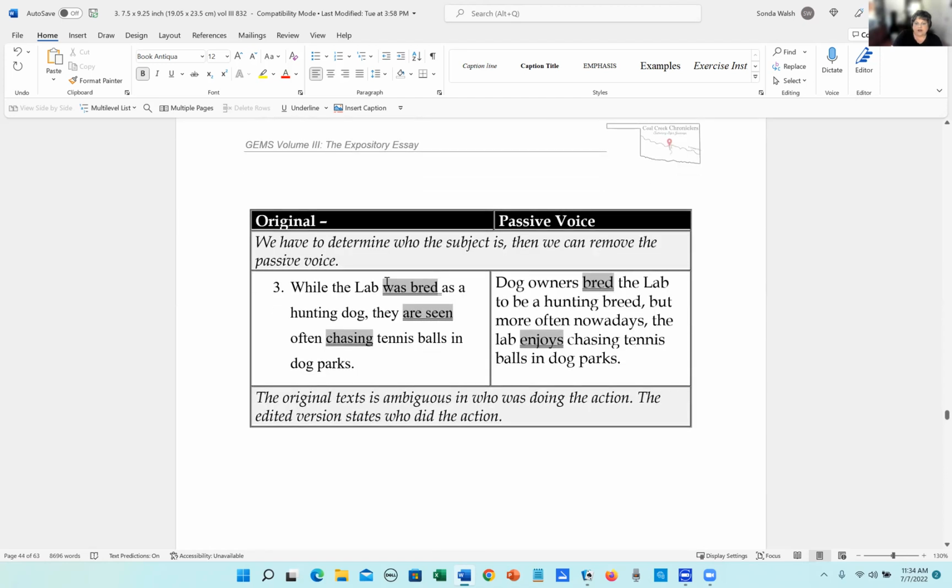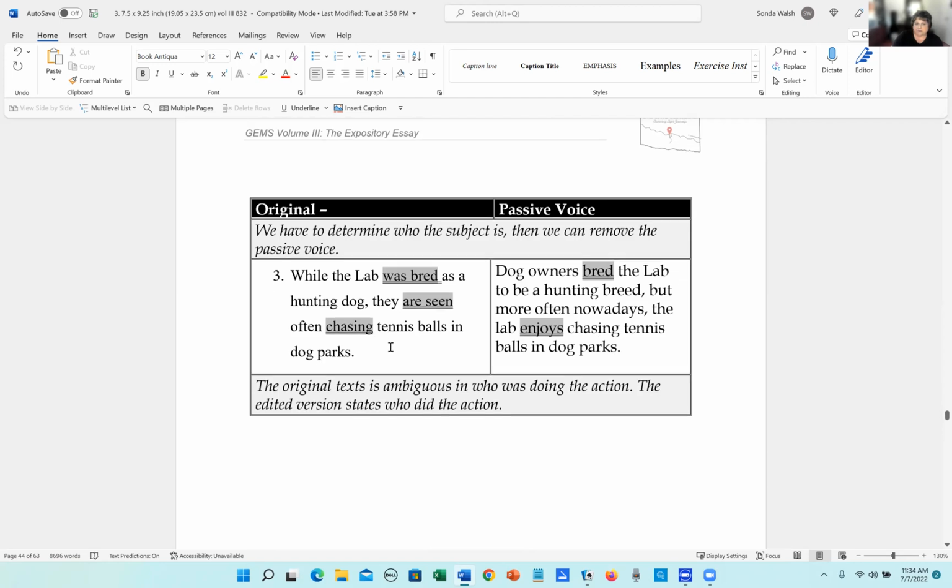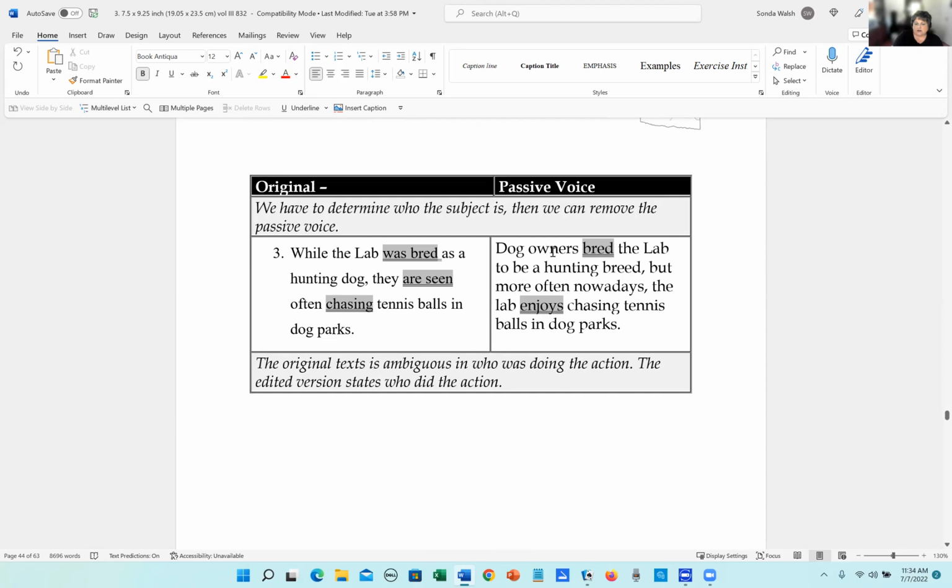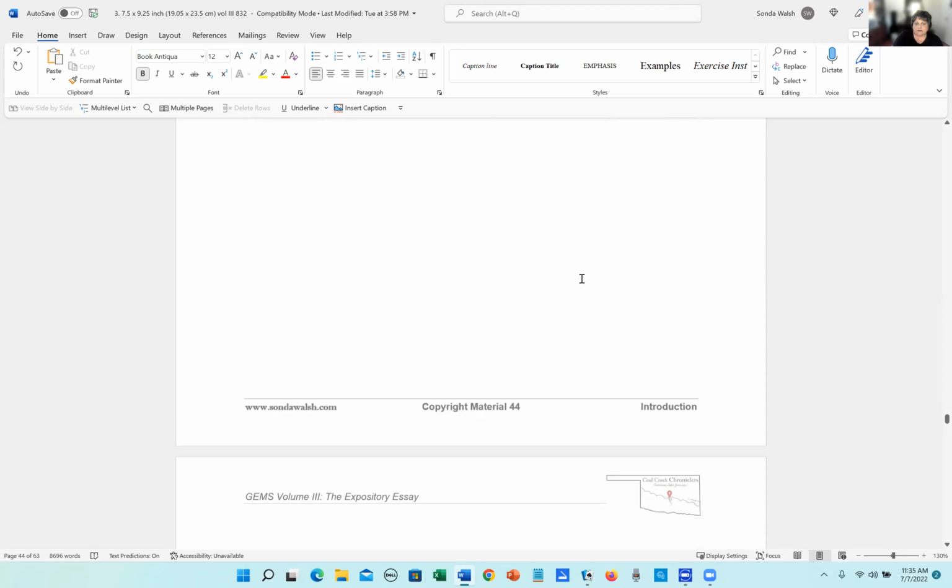Here we have, while the lab was bred, well, who was doing the breeding? So we changed that around so that this is not passive voice, but active voice. Dog owners bred the lab to be a hunting breed. But more often nowadays, the lab enjoys chasing tennis balls in dog parks. So now we have the dog owners as the ones doing the action.